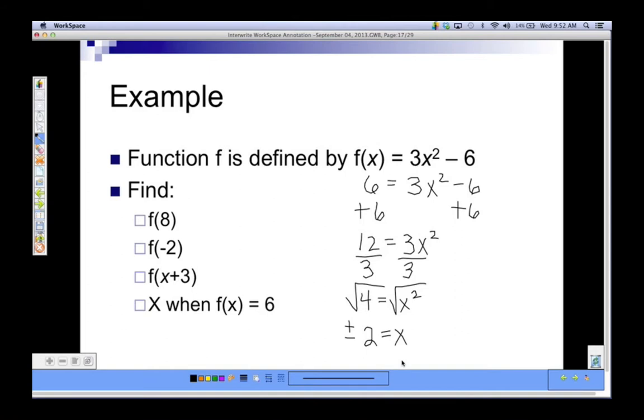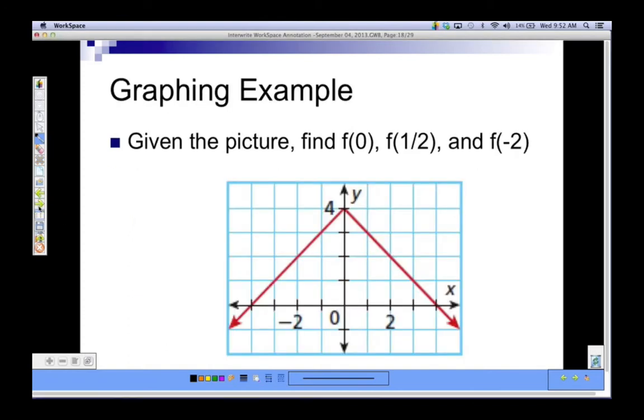So we're just doing some basic math right now. How about if we have a picture? Could you find f of 0? Well, that means that 0 is our x value. So we want to know what is our y value of this ordered pair. So if we go to 0 on our x-axis, we would go until we hit our function, and we hit it at 4. So 0, 4 is our point.